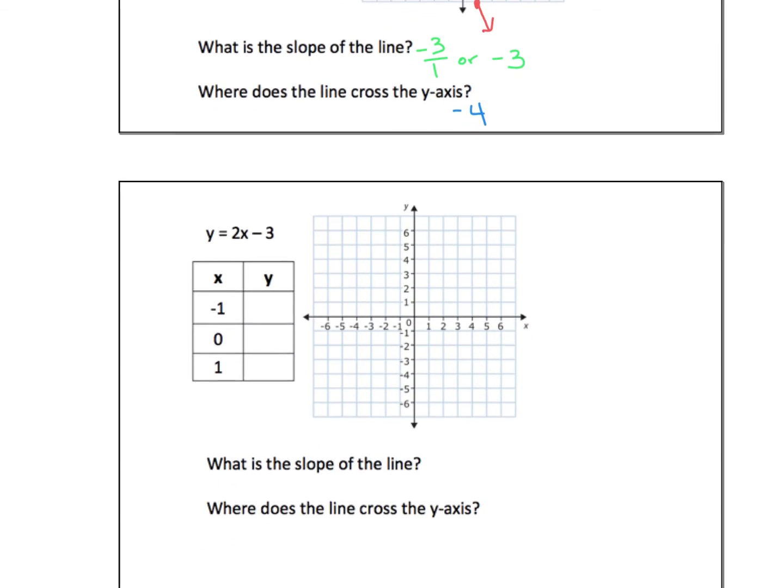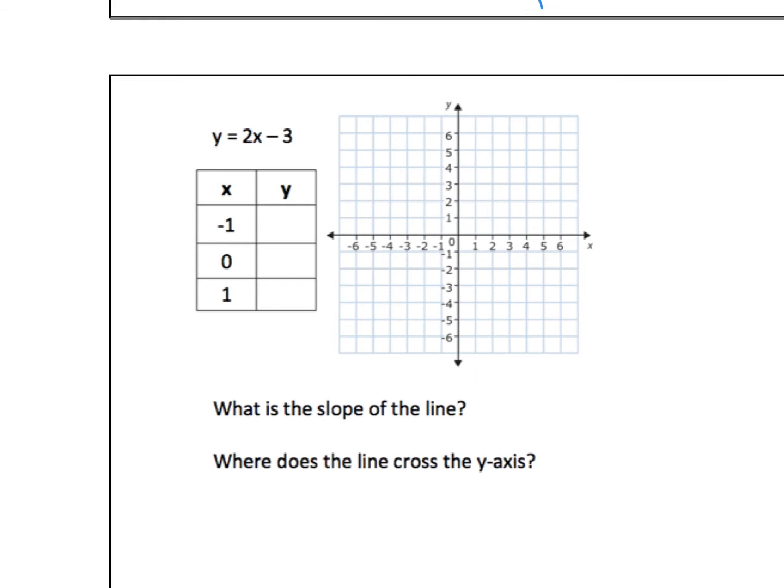Let's do another one, just for practice, one more. So we have our equation of y equals 2x minus 3. So instead of 2 times x, it's 2 times -1 minus 3. 2 times -1 is -2, minus 3 is -5. 2 times 0 is 0, minus 3 is -3. And 2 times 1 minus 3, 2 times 1 is 2, minus 3 is -1.